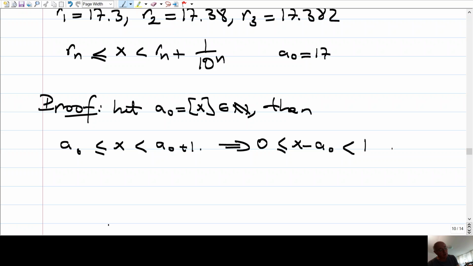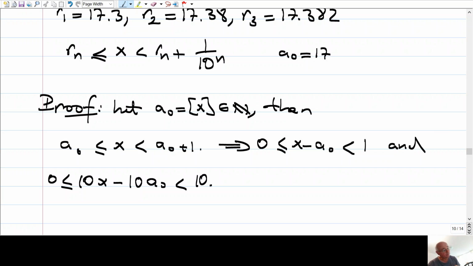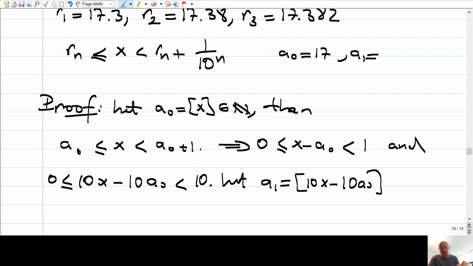And multiplying this by 10, we get this: 10x minus 10a0 is less than 10. Now let a1 be the greatest integer part of this number. For example, for this number, it will be just what?